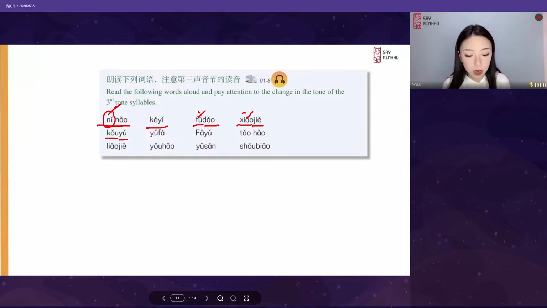So we should change 口 into second tone. Then it makes 口语, 口语. Next one is 语 for 法, 语法. And then we should change 语 into second tone. So read after me, please.